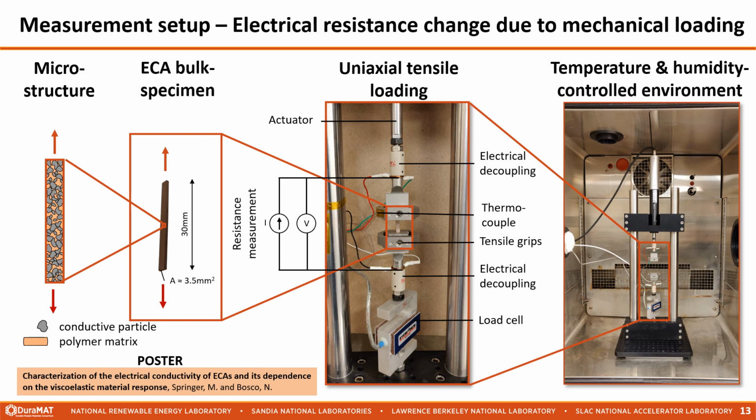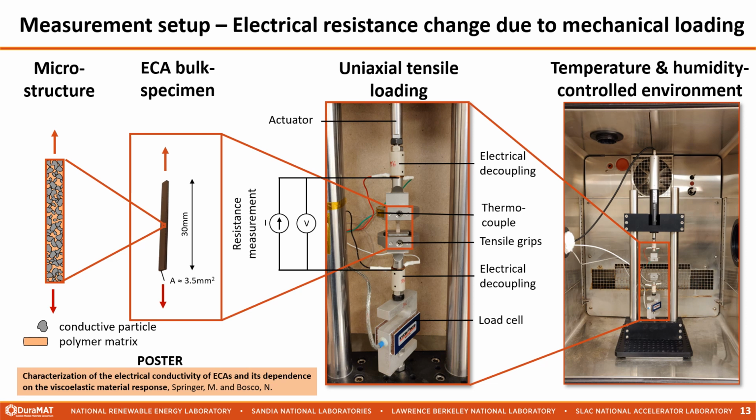a new measurement setup. The microstructure of ECAs is depicted on the left-hand side, where it is easy to see that the electrically conductive particles are held together by a polymer matrix. Mechanical loading, for example, tensile loading as indicated here, will stretch the polymer matrix and individual particles might lose contact, which may then result in an increased electrical resistance.